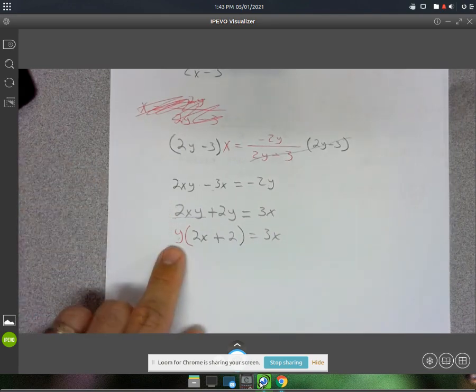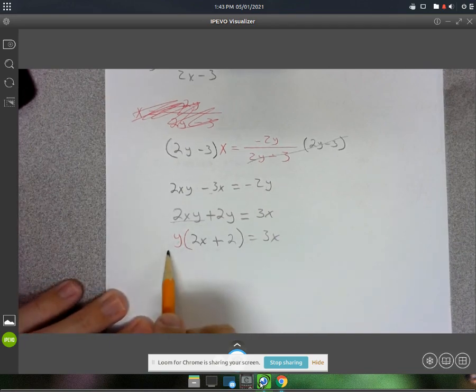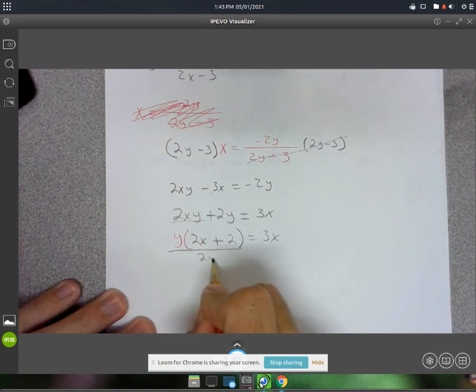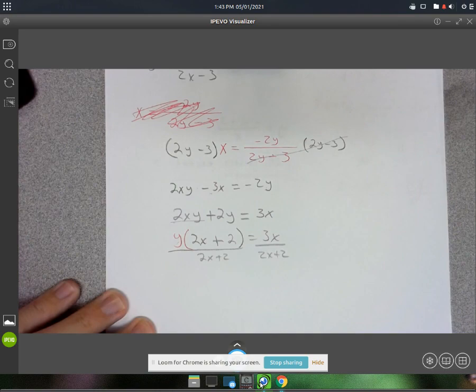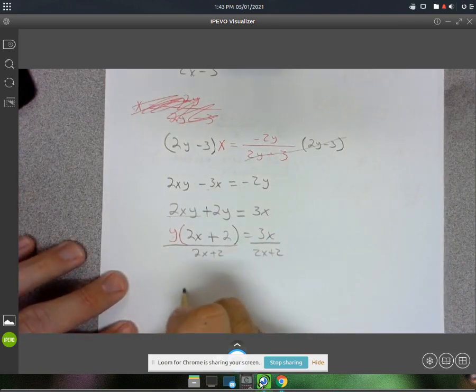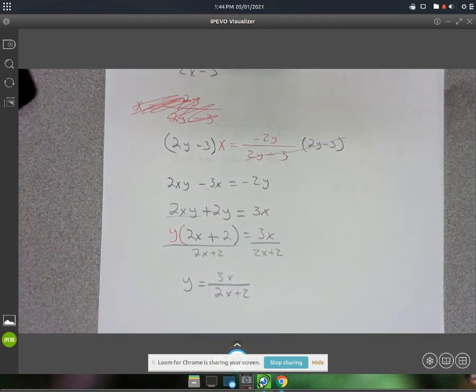Now that the y is a factor, connected by multiplication, I can divide by this 2x plus 2 and get rid of it. And so there we have it: y is equal to 3x over 2x plus 2.